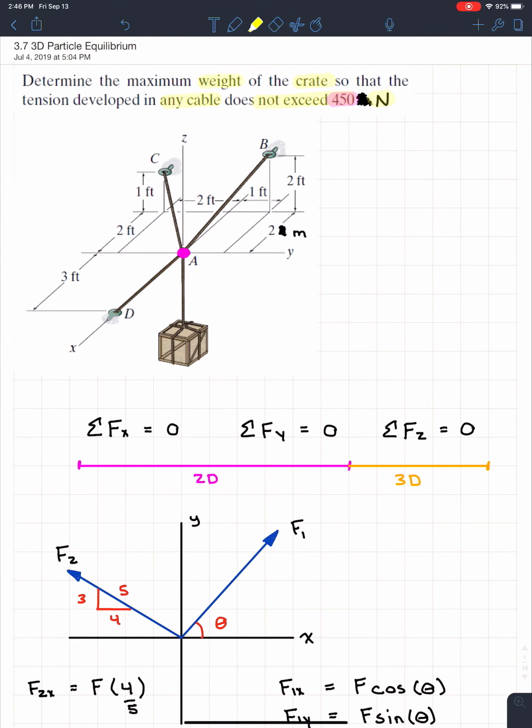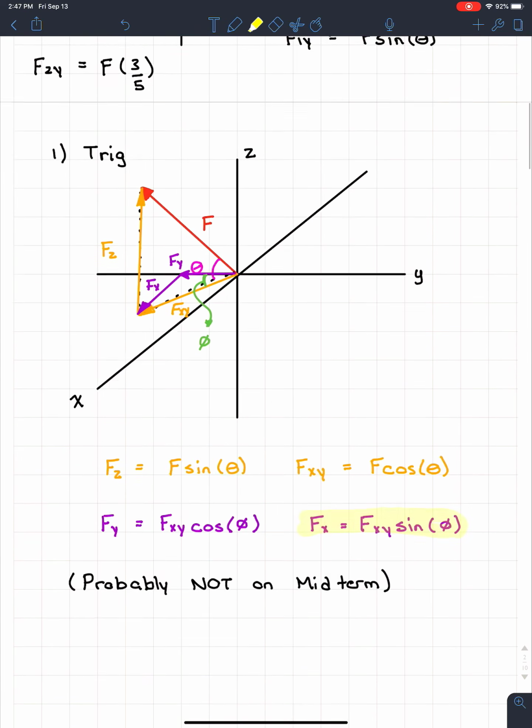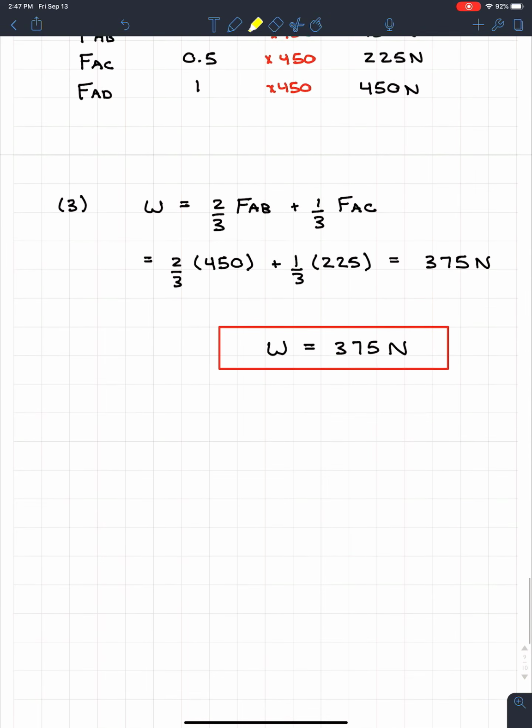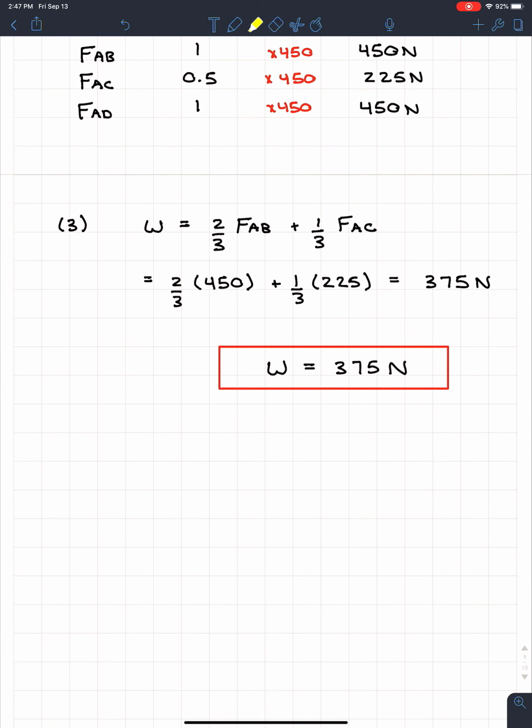So remember, weight doesn't mean mass. It's not asking for kilograms. Weight is a force. So what a question could do, which would probably be better for a midterm scenario, is they ask you for the mass of the crate. Well, if you know the weight, you know that the weight is mass times gravity. You can just divide that 375 by gravity. You're good to go.